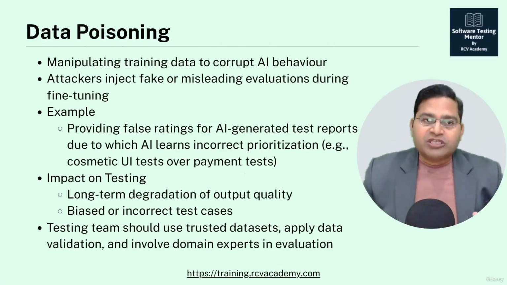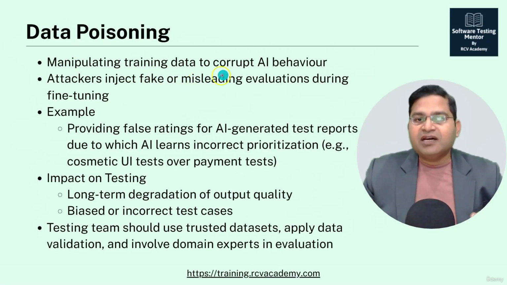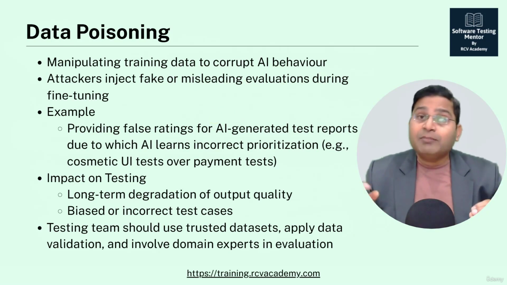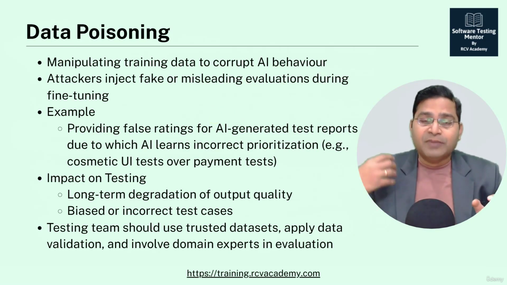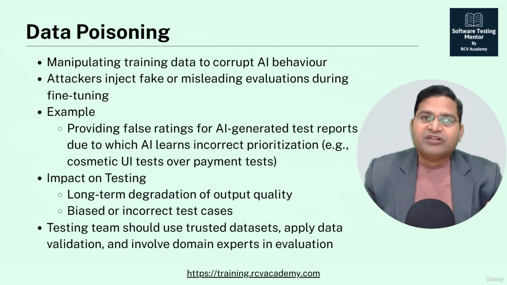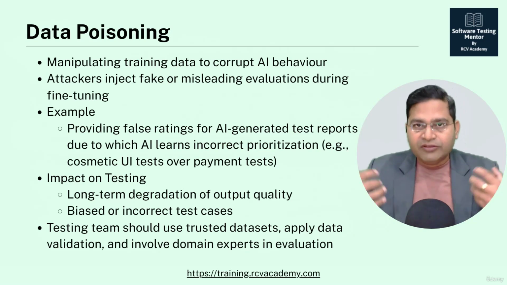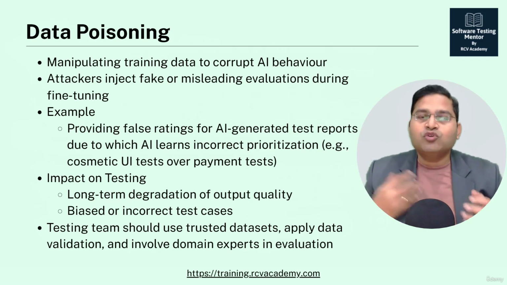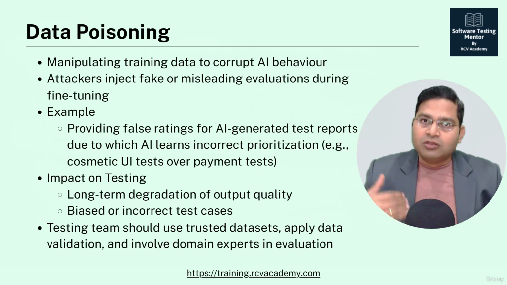Then we have data poisoning: manipulating training data to corrupt AI behavior. When the model is being trained, the training data might be manipulated. Hackers might manipulate that training data and corrupt the AI behavior overall. The model will then be trained on that corrupt data, so eventually the model will be corrupt, or not what you are expecting. Because the training data itself is corrupt, the AI behavior will also be bad.